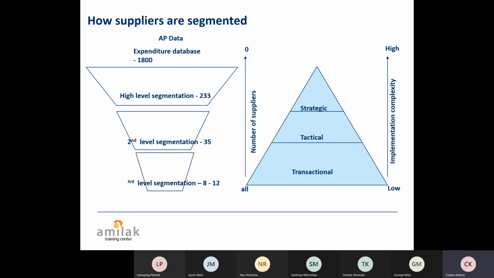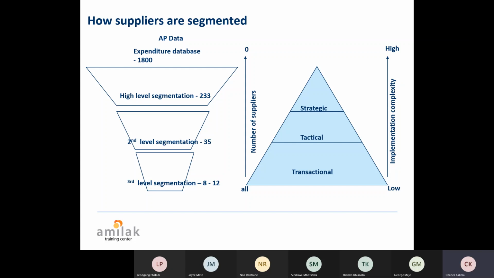Now, the more strategic the relationship is, in fact, the fewer suppliers you are going to have. All right. So suppliers will be segmented. The picture on the left shows the high level segmentation, where most of your suppliers are going to fall, and you have many of them. The number of suppliers becomes higher.